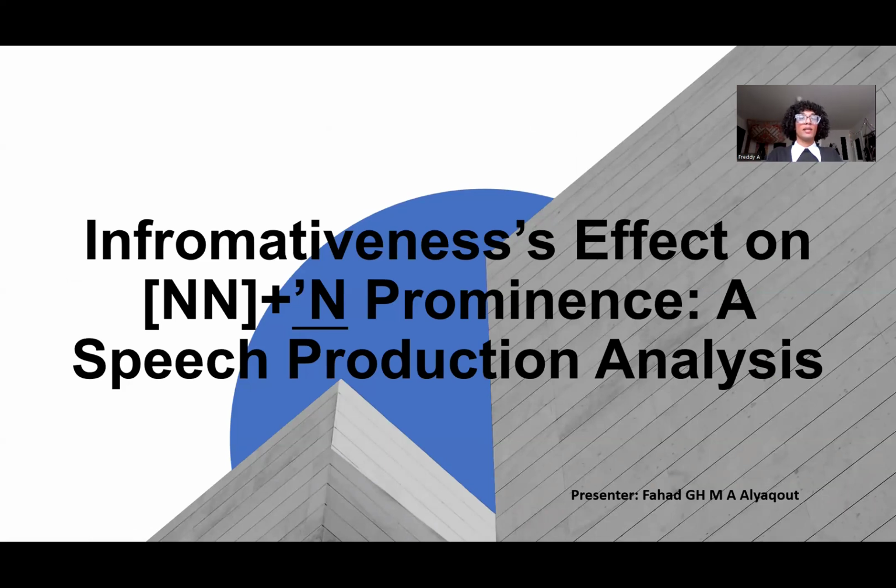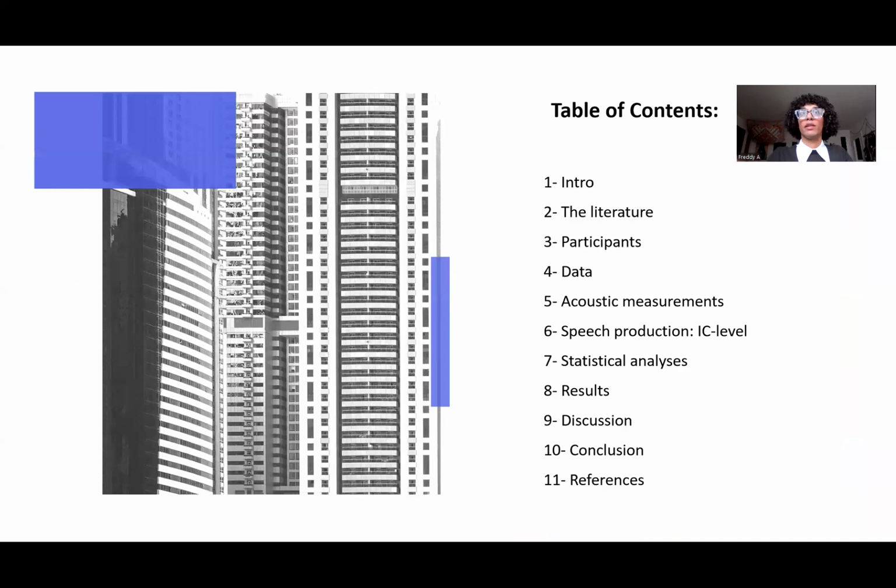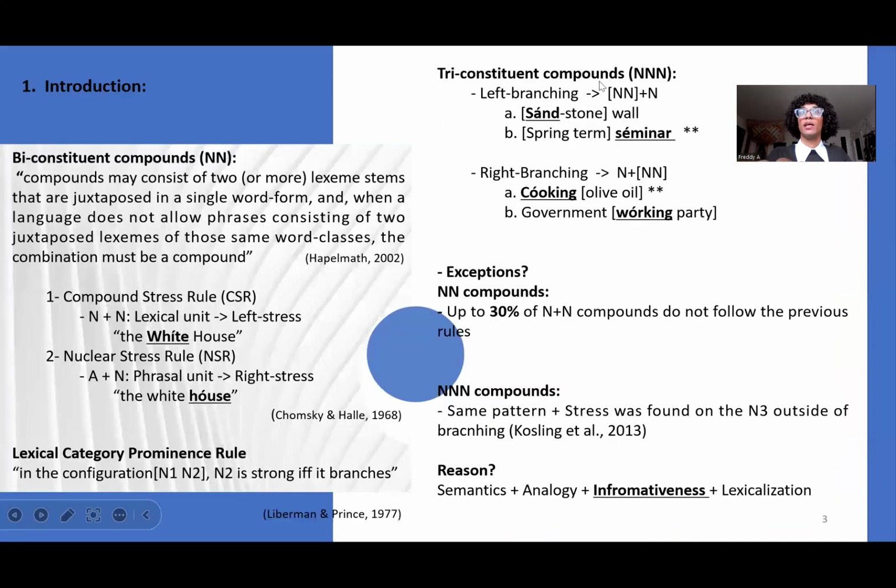Okay, so my study is about the informativeness effect on tri-constituent compound nouns, and this is a speech production analysis. I don't have time to go over everything, but I'm testing tri-constituent compound nouns, which are three noun words that go together, and I'm testing the informativeness aspect of prominence and prominence assignment, to show if the assignment of prominence would change based on how informative or less informative a word is in the last N3 position.